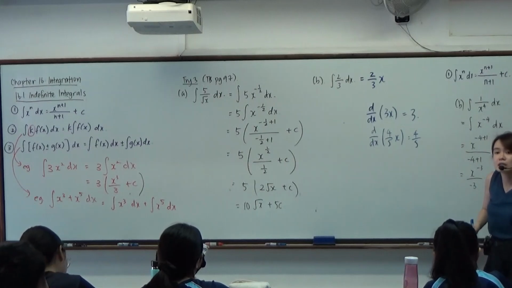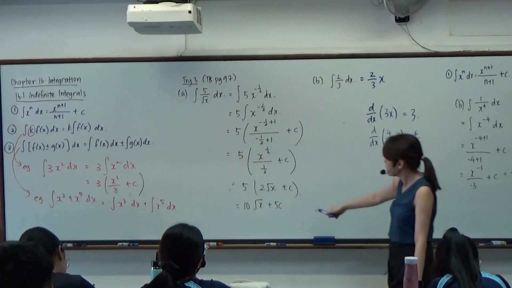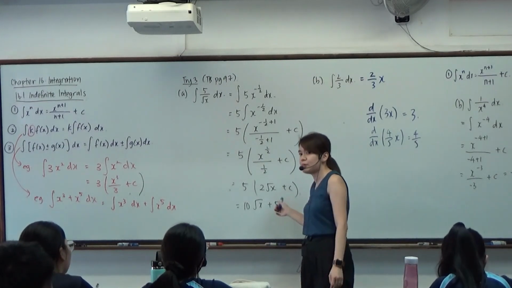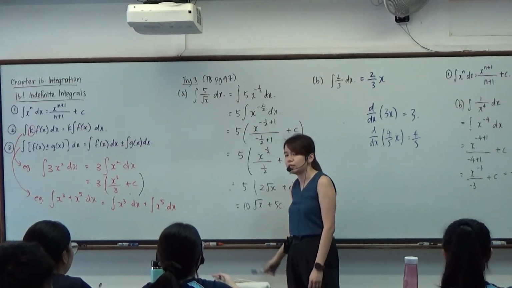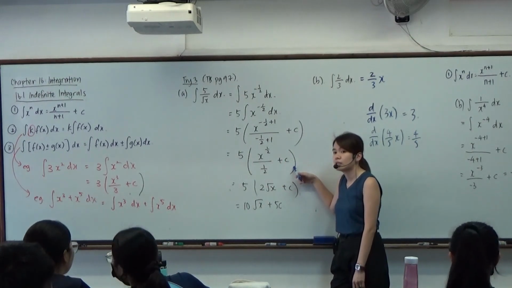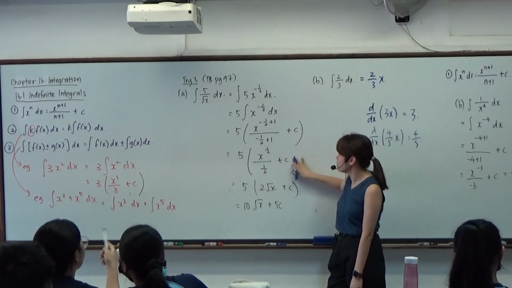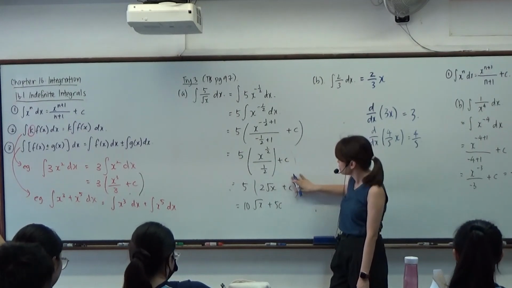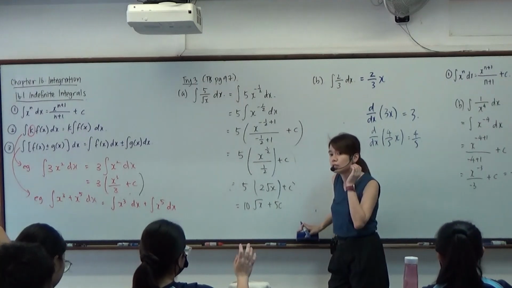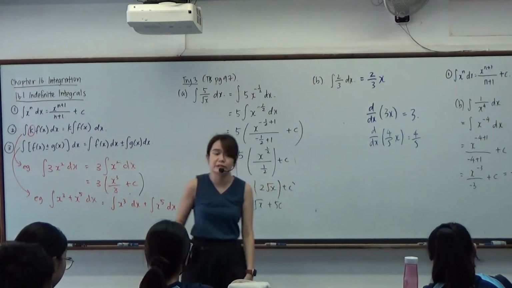For the answer, like 5c, as mentioned already, it's just an arbitrary constant. It doesn't matter whether it's in 5c or d. It's just because of the way I close my bracket. If I close my bracket like that over here, then it will just be a plus c. It doesn't matter. Yeah, acceptable.